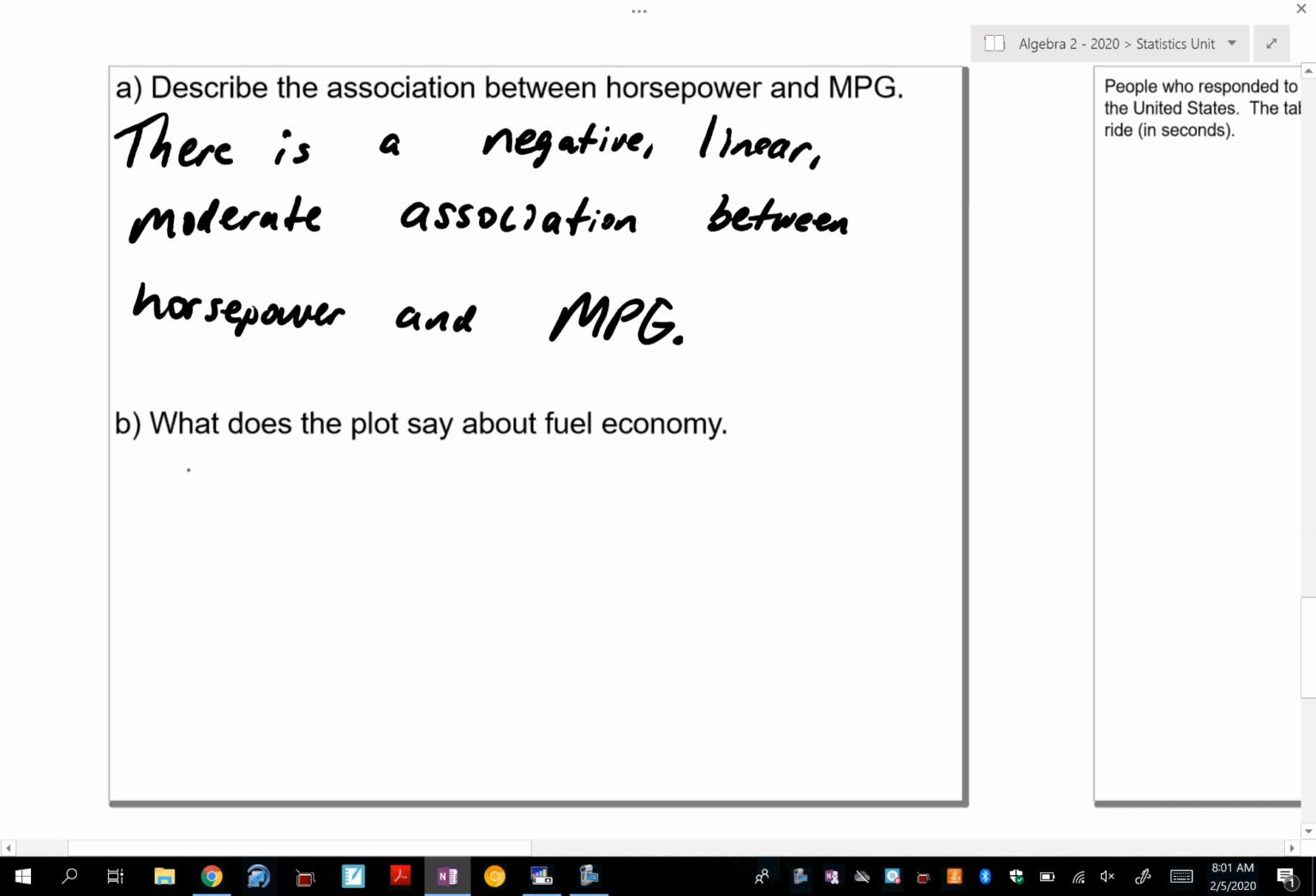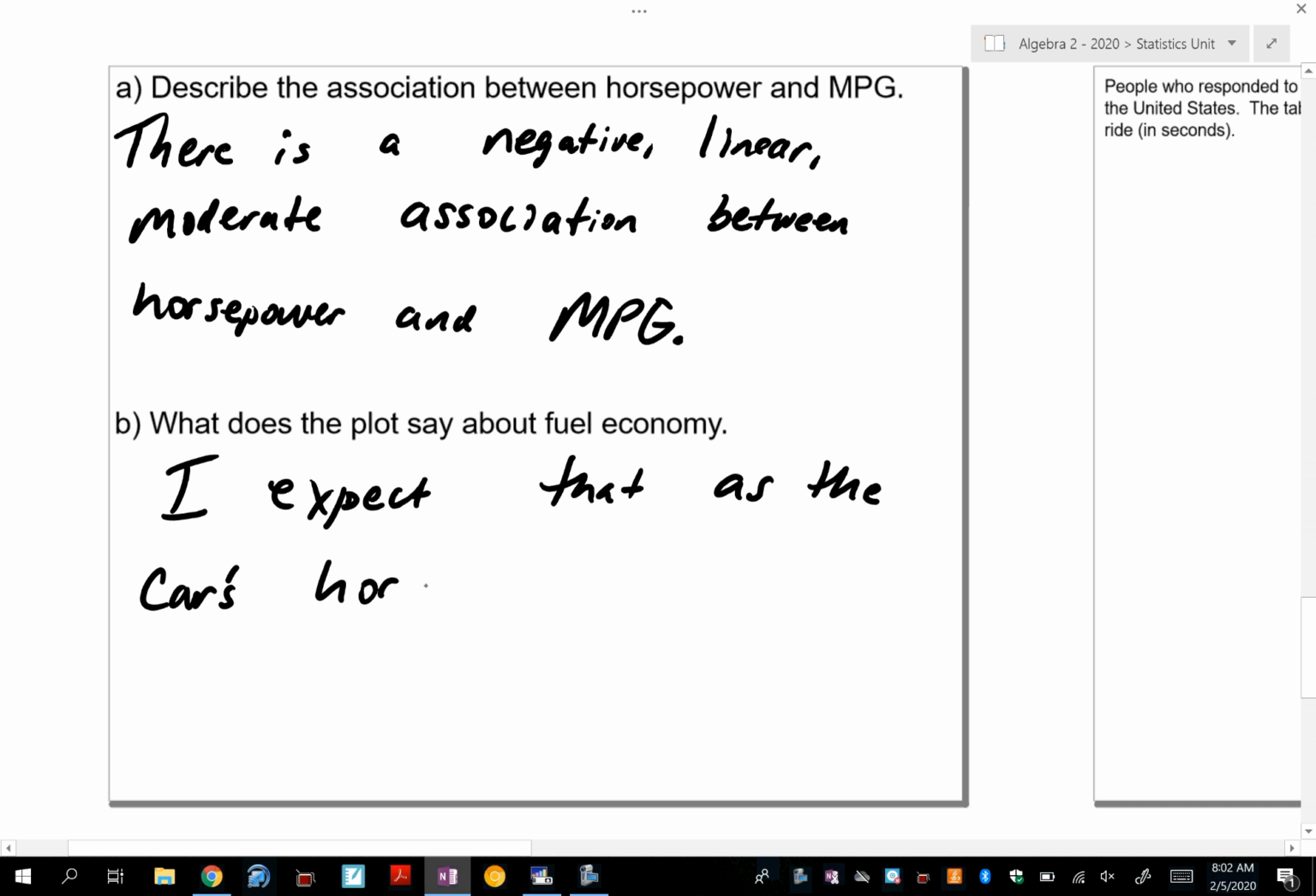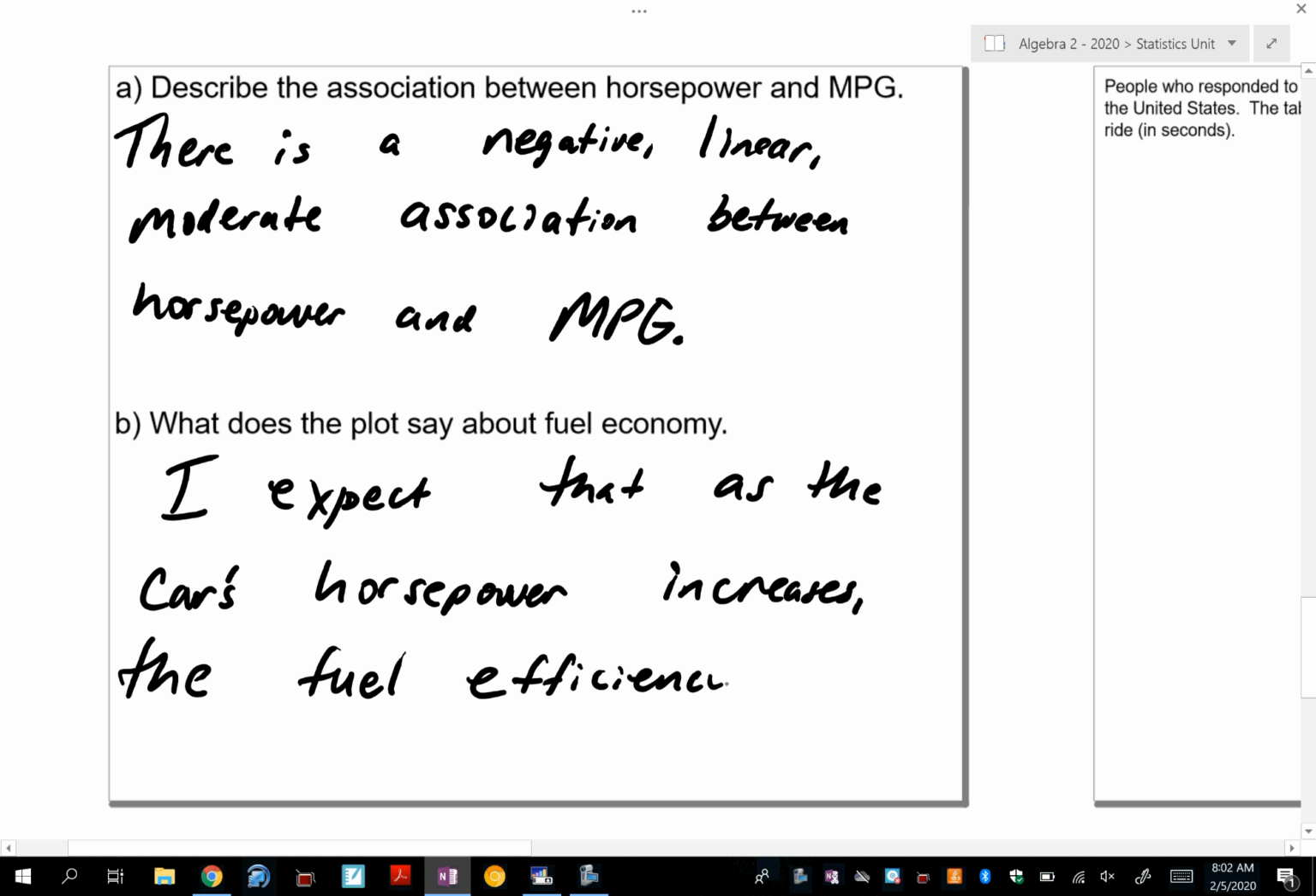So I'd say, I expect that as the car's horsepower increases, the fuel efficiency decreases. Now, could you say as the fuel economy increases, you expect the horsepower to decrease?